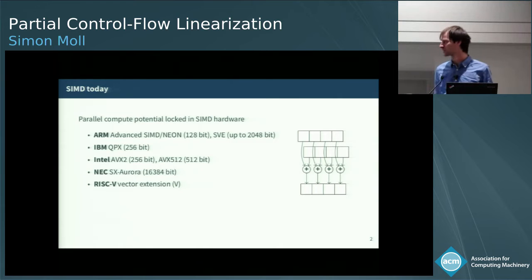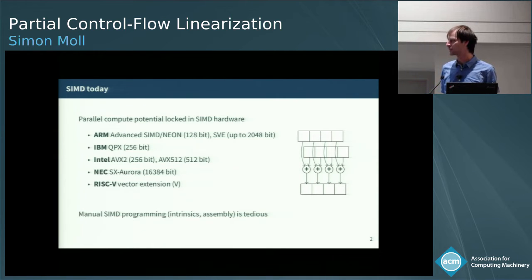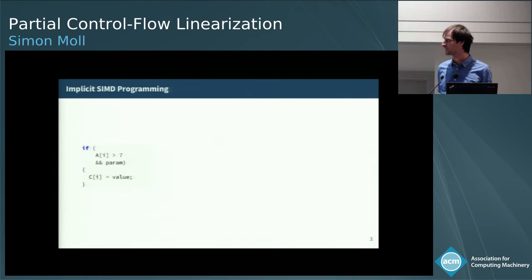In a vector instruction, we basically have one instruction that processes multiple elements that are stored in vectors in a single go, in a single instruction, like a map in a functional language. However, it is tedious to program these SIMD instructions directly, so you can use intrinsics or assembly, but that is unproductive. So instead, what we use is implicit SIMD programming through data parallel languages or parallel loops.